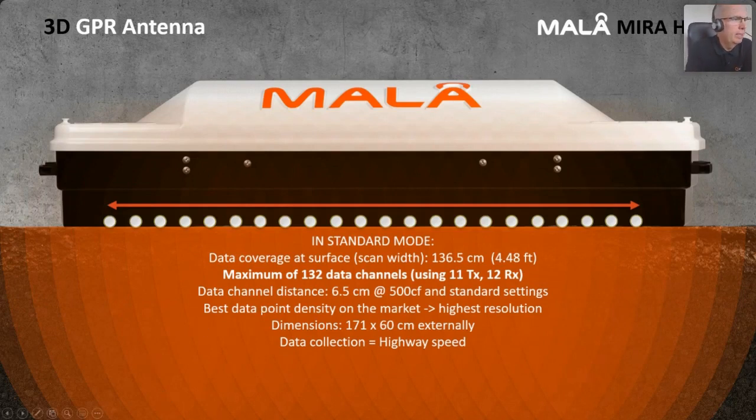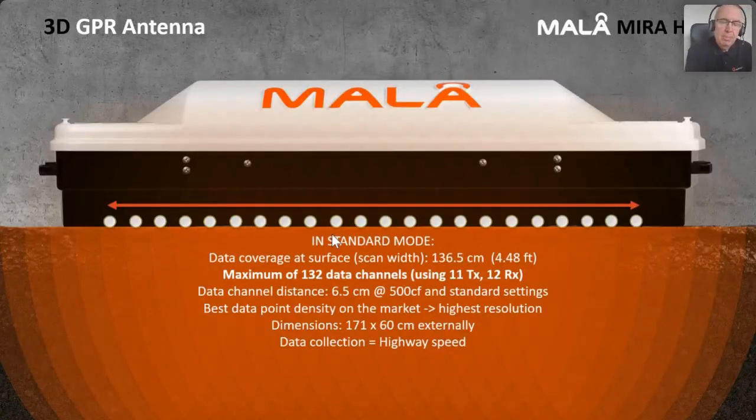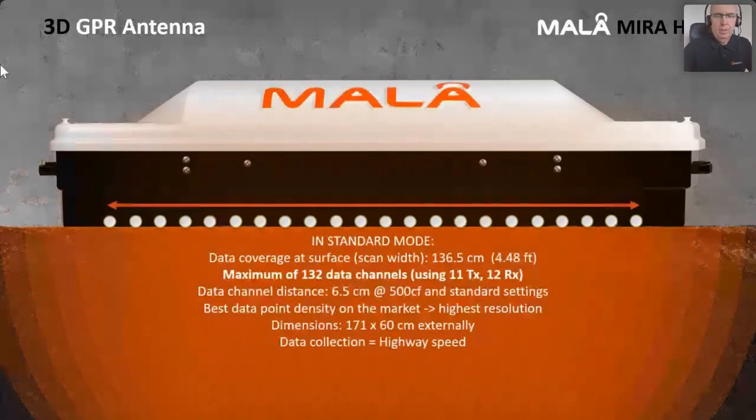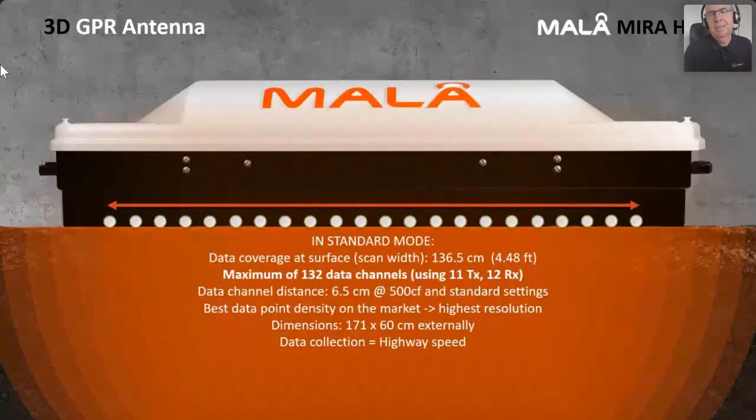And as I've highlighted already, it's the best data point density in the market. The speed of data collection is highway speed. And what do I mean by highway speed? Well, it's on two factors really. You've got the speed limit of the road, what the legal limit allows you to do. So let's say on a 50 kilometer per hour road, we can collect data at that speed with this system at a trace interval or measurement interval of 6.5 centimeters.